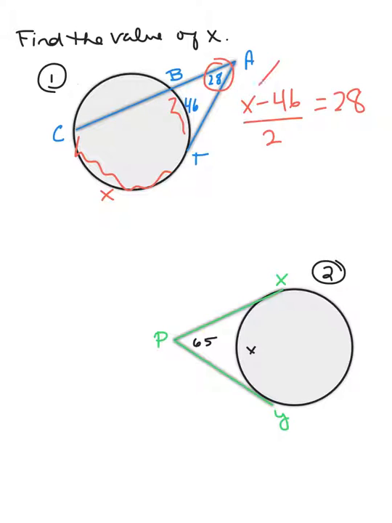Now how did I know that I put x first? Well, it's the farthest arc from my angle. I'm going to cross multiply, so I have 56 is equal to x minus 46. Add 46 to both sides, and x has a value of 102.